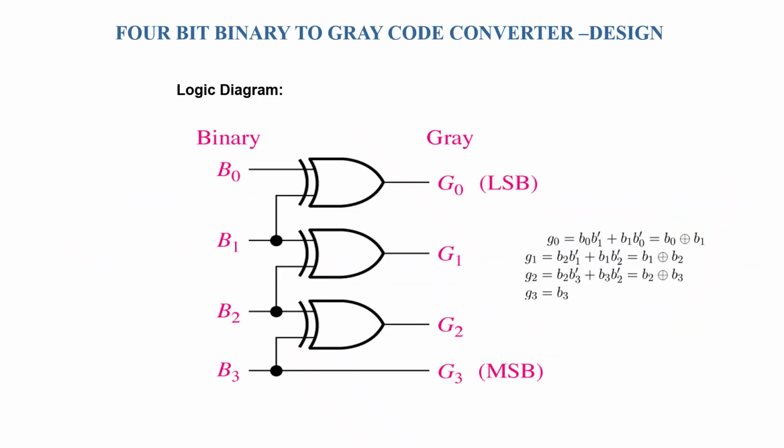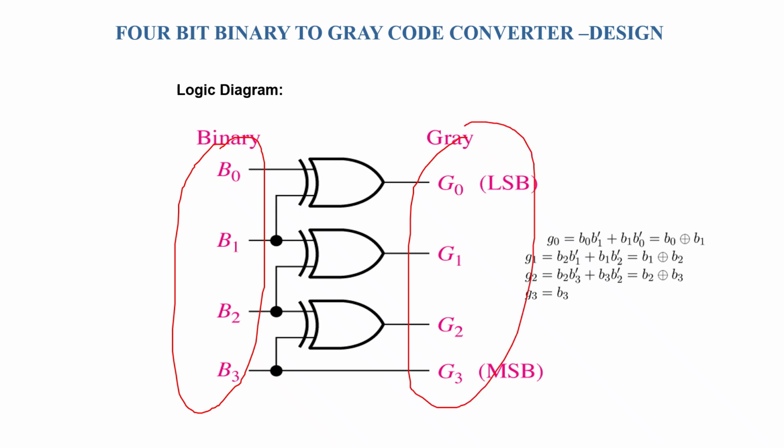So by the simplified answers, we can make a logic diagram for that. The input values are in terms of binary values B0, B1, B2, B3. Then the output values are in terms of gray code number G0, G1, G2, G3. With respect to that, G0 should be equal to, we can write directly, B1 XOR B0. So by using a 2-input XOR gate we can get it.